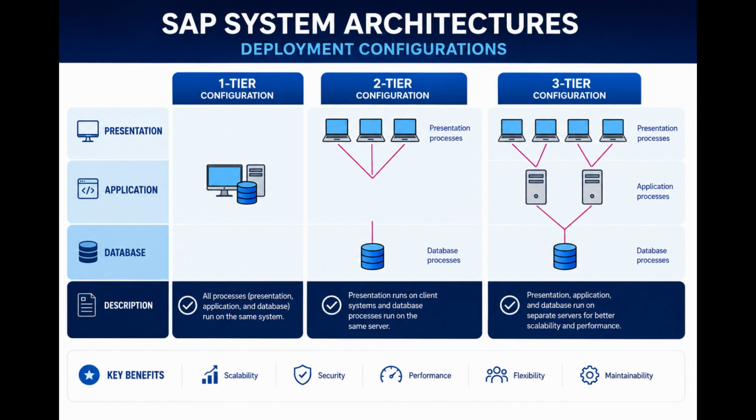If the presentation layer is present in one system, and the application layer and database layer are present in another system, then it is known as a two-tier architecture. If all these three layers are present in different systems, then that is known as a three-tier architecture. In three-tier architecture, the presentation layer, application layer, and database layer will all be present in different systems.